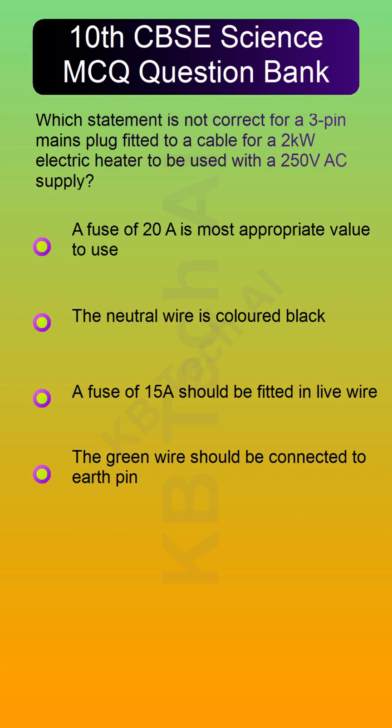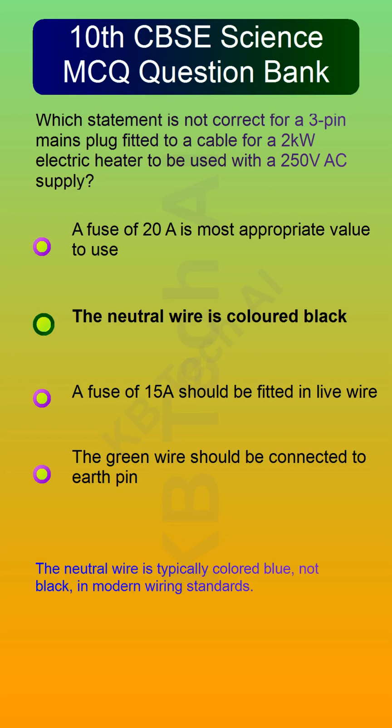Which statement is not correct for a 3-pin mains plug fitted to a cable for a 2 kW electric heater to be used with a 250V AC supply? Option 1, a fuse of 20 ampere is most appropriate value to use, option 2, the neutral wire is colored black, option 3, a fuse of 15 ampere should be fitted in live wire, option 4, the green wire should be connected to earth pin. The answer is, option 2, the neutral wire is colored black.